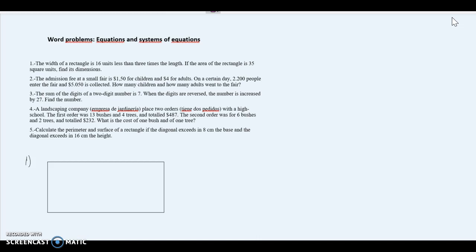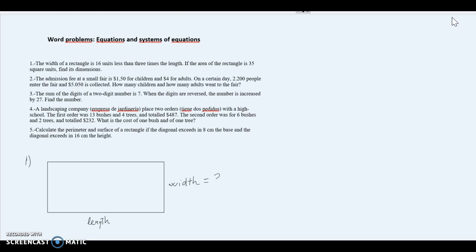Okay, so below I've made a beautiful rectangle. So I'm going to write the information that we have. This side is the width, or usually this is the width. The side here is the length. Okay, so we have that the width is 16 units less than 3 times the length.